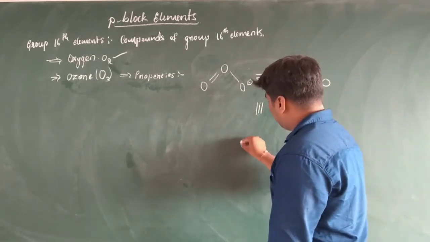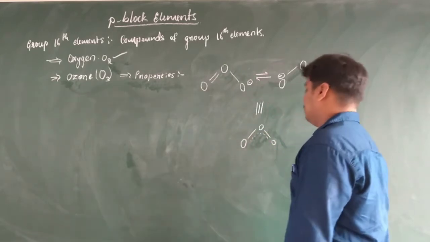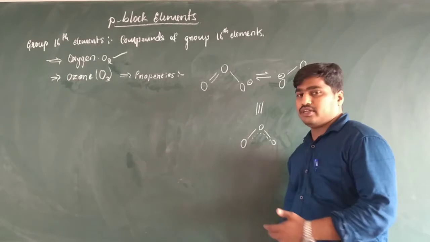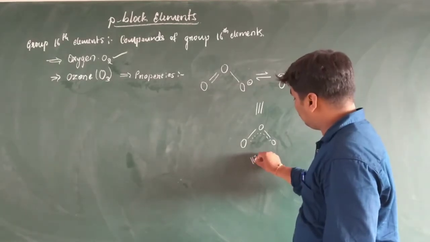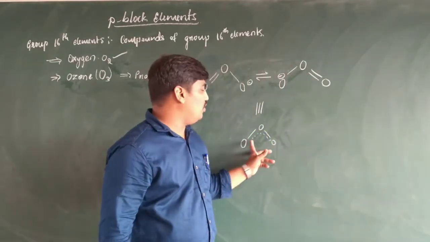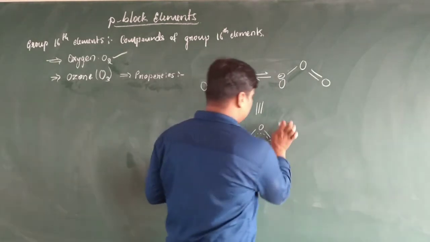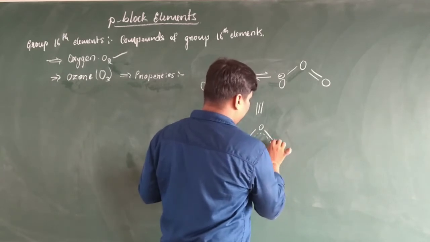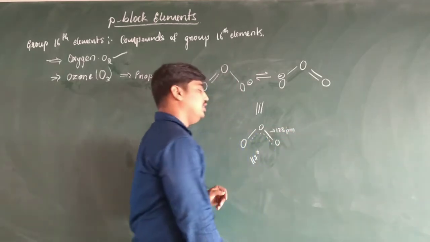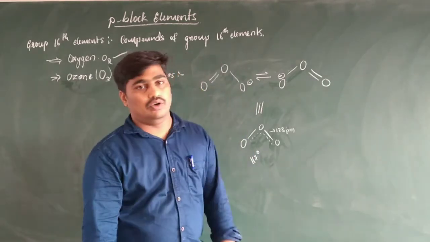The electrons move from this oxygen to this oxygen, so it gains stability. The bond angle is expected to be 117 degrees, and the bond length between oxygen and oxygen on both sides is the same, with no change in bond length. It is nearly 128 picometer. So this is the bond length and bond angle of ozone.